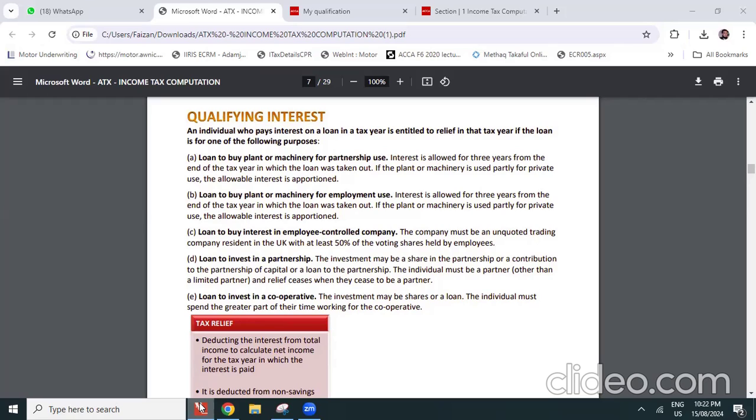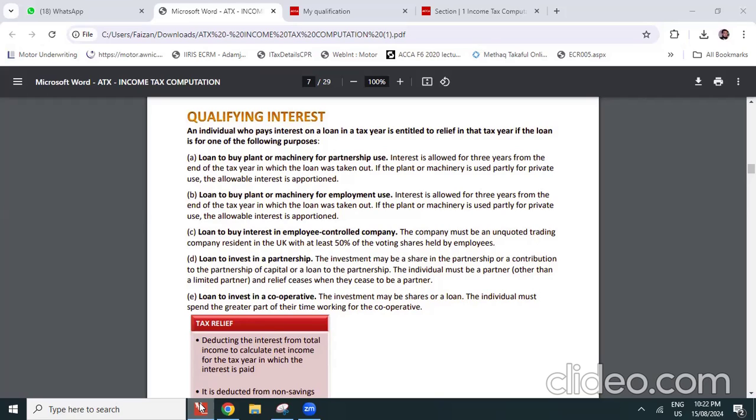Same thing applies. For example, if a person took a loan to buy a laptop, and he is going to use that laptop for his employment purposes, then again the loan is a qualifying loan and the interest is qualifying interest, which is going to be deducted from your total income. Any problem? No.